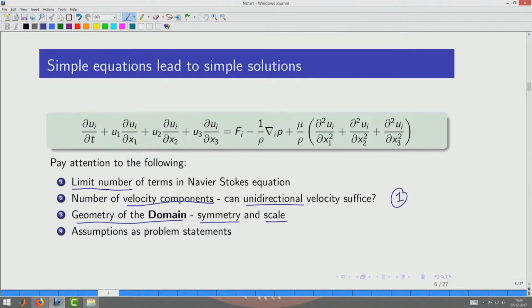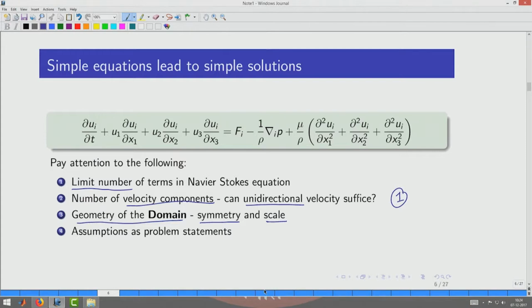These are the discussions that we will go through as we solve the problems, so that the objective is to make the equation as simple as possible, and we know that simple equations lead to simple solutions, which is the objective of arriving at analytical solutions of the Navier-Stokes equation.